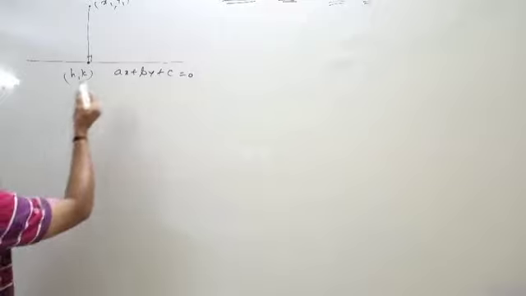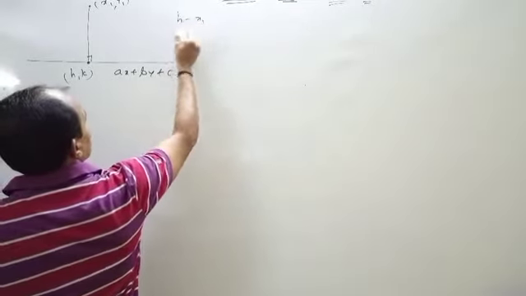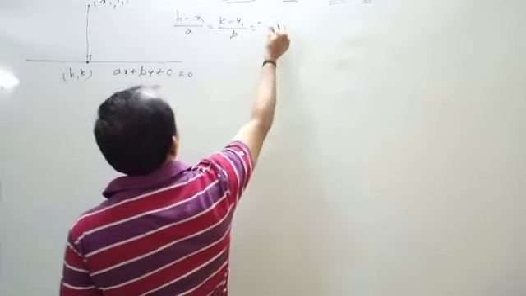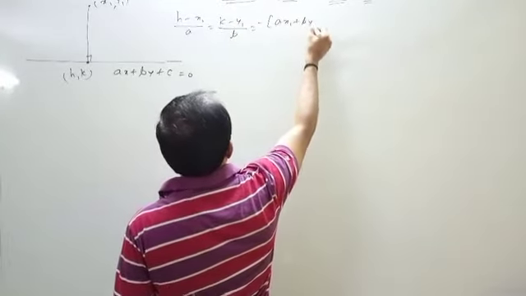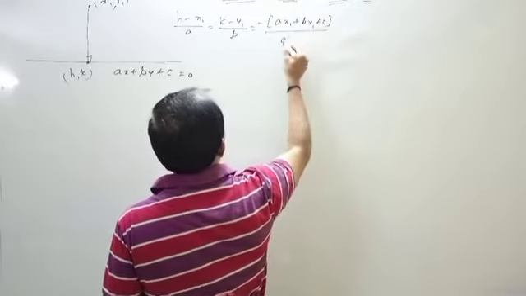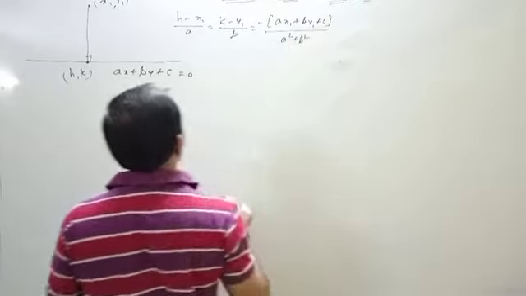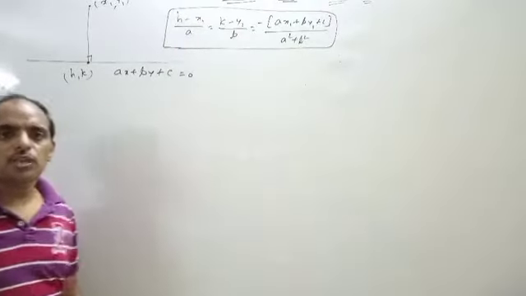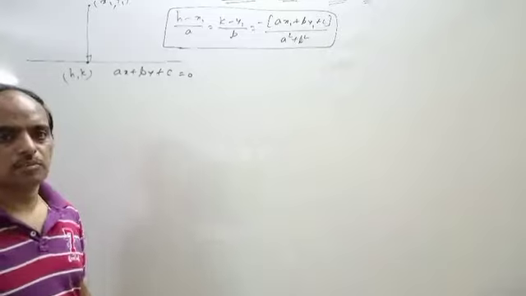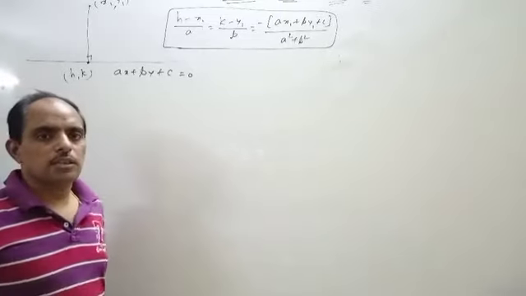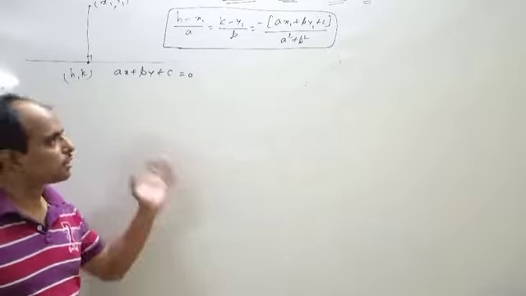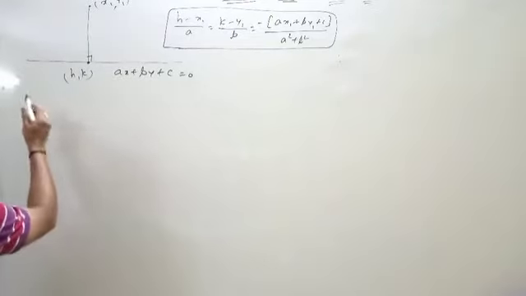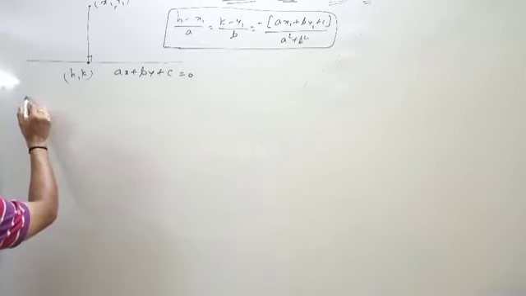Then what about our formula? (h - x1)/a = (k - y1)/b = -(ax1 + by1 + c)/(a² + b²). So this is the formula to find the foot of perpendicular. I already told you one example, and I will do some example problems after the completion of the image theorem also.